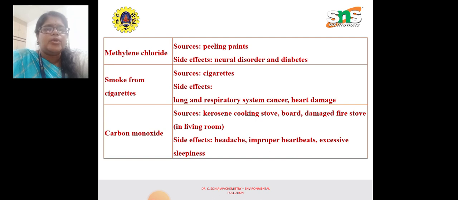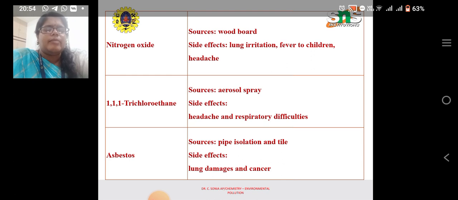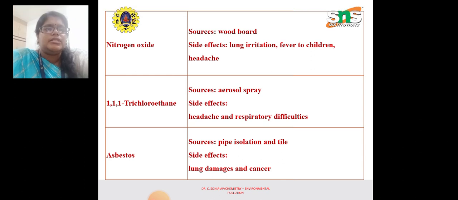Next is carbon monoxide. Sources: kerosene cooking stove, wood board, damaged fire stove in the living room. Side effects: headache, improper heartbeat, excessive sleepiness. Carbon monoxide is really dangerous. If you are exposed for more than a minute or two, life can be lost.